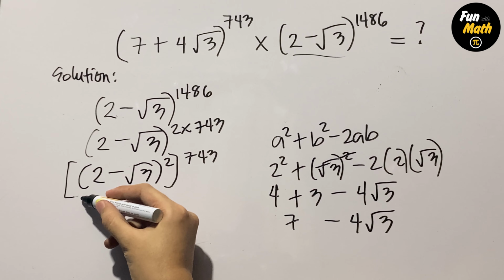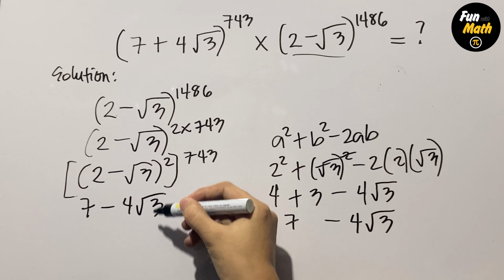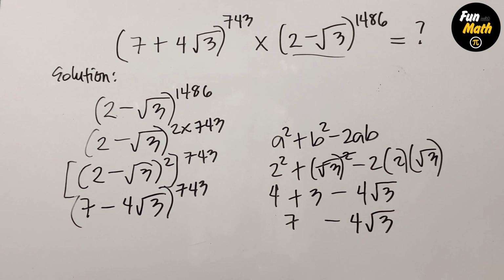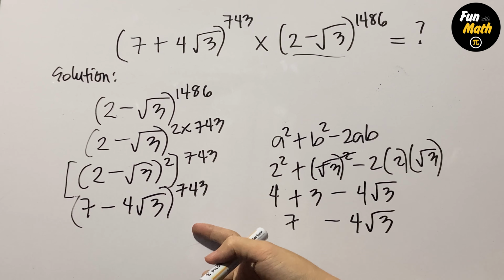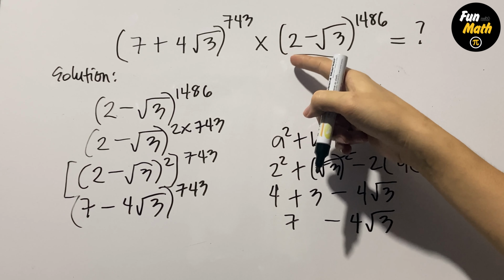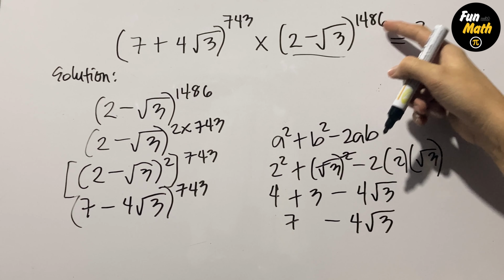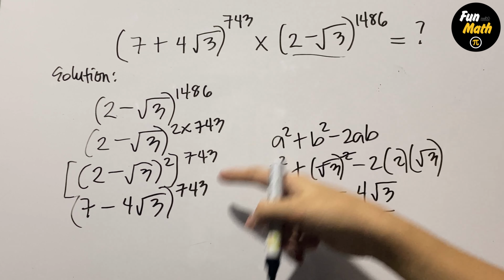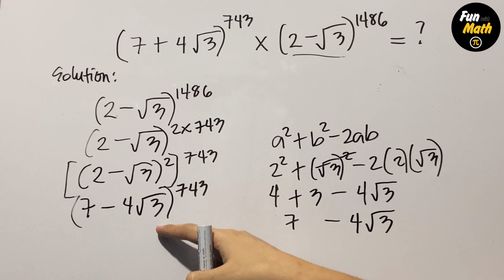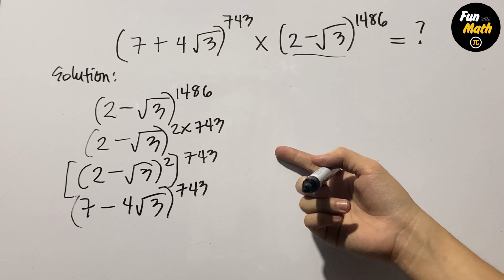So we replace here (7 minus 4 square root of 3) whole to the power of 743. Now, since we have this value, going back to our problem, instead of this (2 minus square root of 3) whole to the power of 1486, we replace it with a simplified form, (7 minus 4 square root of 3) whole to the power of 743. Now we can solve for that.